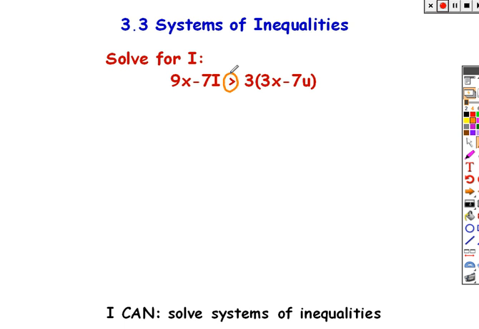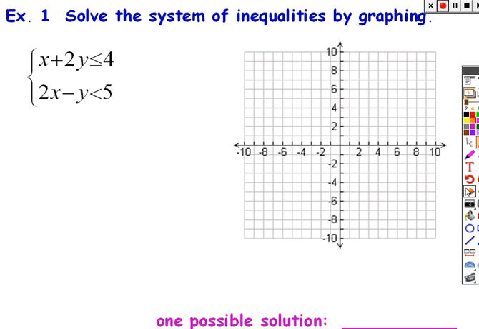So continuing on. A system of inequalities. Basically, this is a system of inequalities. We just have more than one inequality. And I want a value for x and y such that x plus 2y is less than or equal to 4 and 2x minus y is less than 5. So I want both of these inequalities to be true.